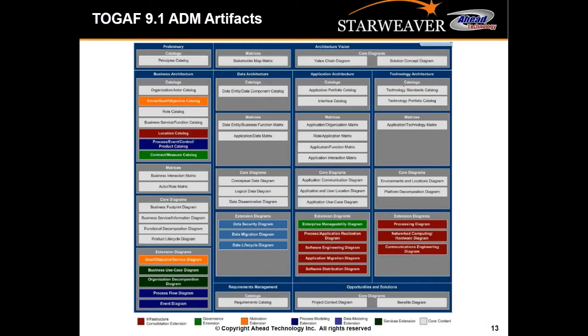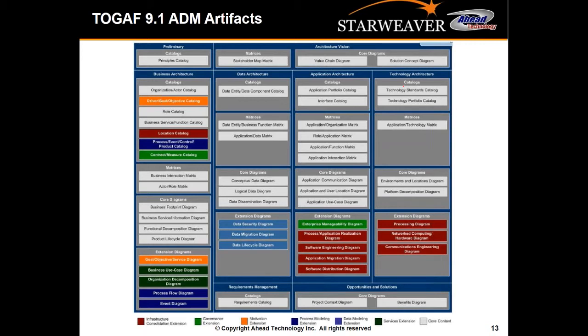This is a list of artifacts that potentially you may need to generate as a result of your architecture exercise. So these are basically the diagrams, the matrices, the catalogs that will constitute your architecture. The combination of these artifacts will constitute your architecture. This is also what we call viewpoints.